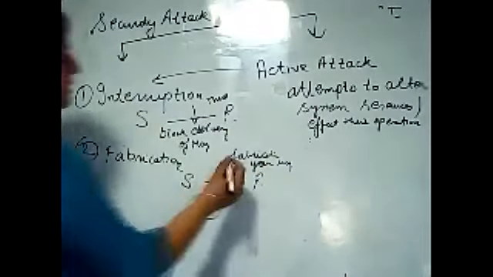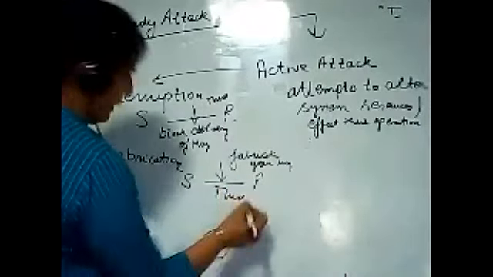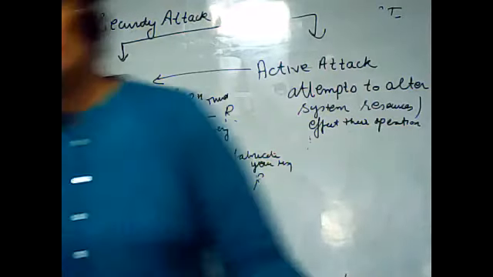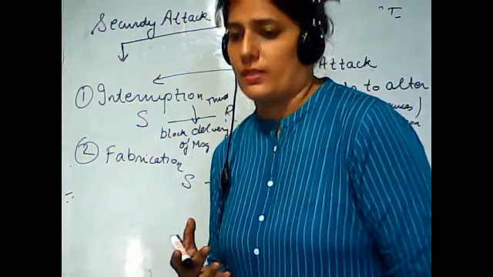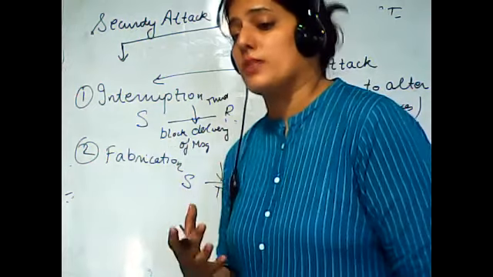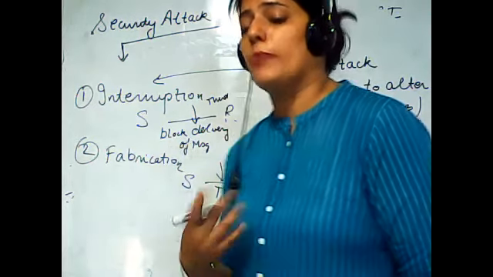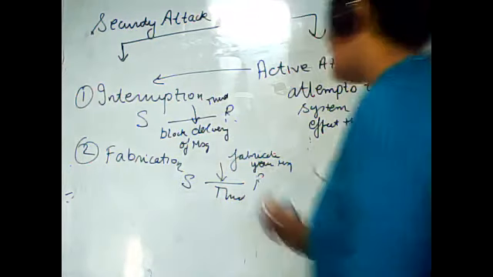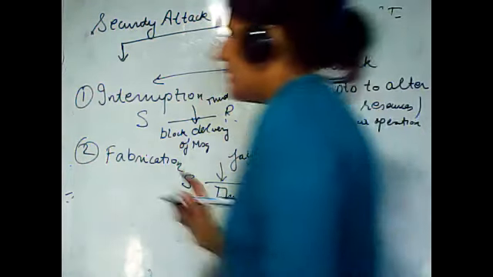Okay, so this is the work done by the third party. Now, what we mean by fabrication is that, using your message, it will, according to its own intention, just change all those numbers. With the help of different assumptions, it will assume so many things, and it can fabricate your message. Okay, so that is a part of fabrication.